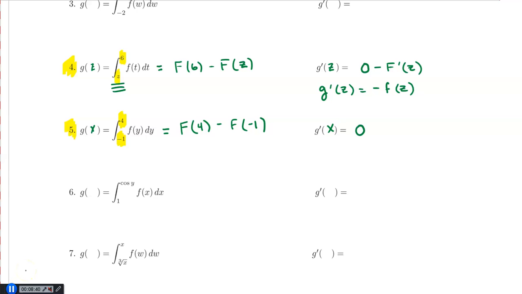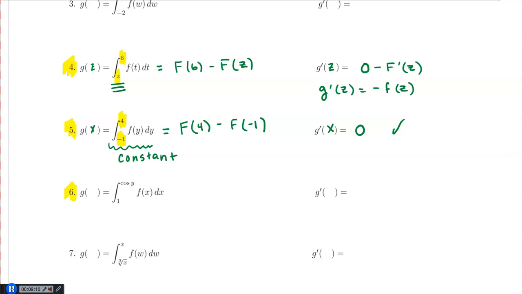We can spend a minute thinking about why that makes sense. The integral that we had over here was actually not much of a function. It was an integral from negative 1 to 4, so it always represented the same area. So this is a constant, meaning g of x is a constant function whose derivative must be 0. Moving on to number 6.